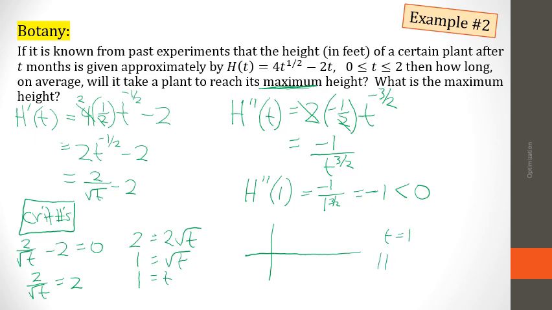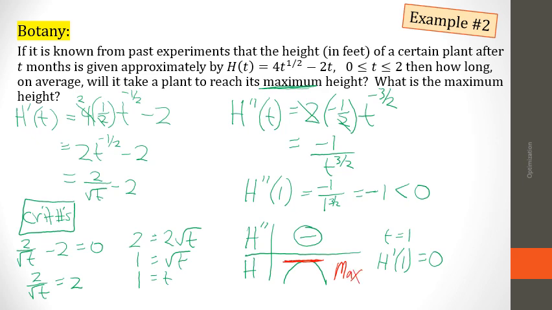We know that the first derivative at 1 is 0. And we know the second derivative at 1 is negative. So that means the original function is concave down. And if the first derivative is 0, that means the tangent line is 0. So we have to have a max.